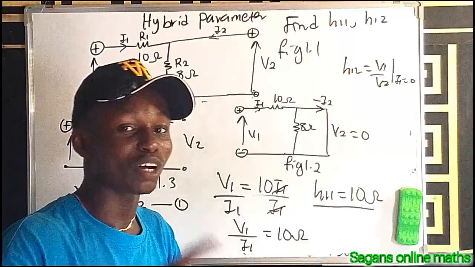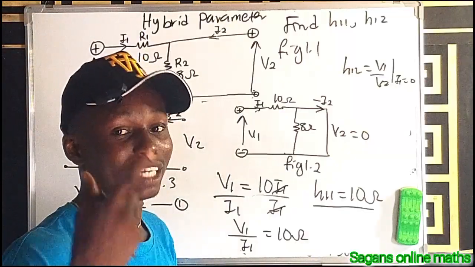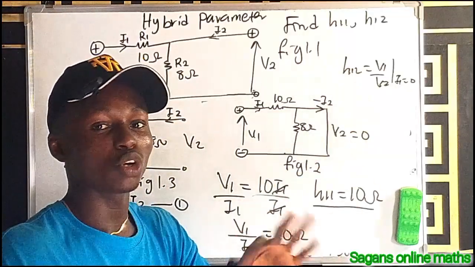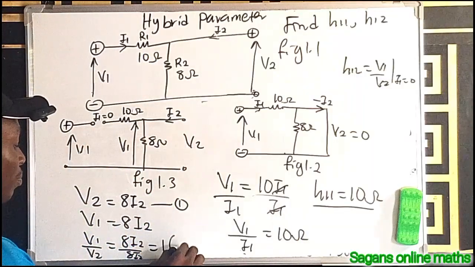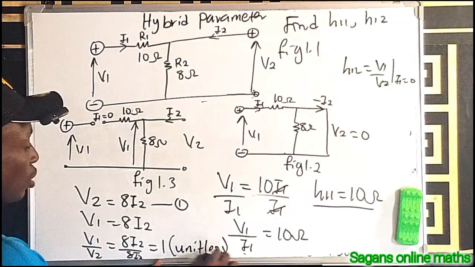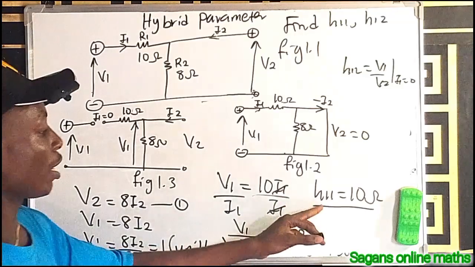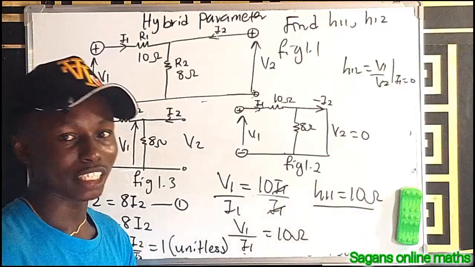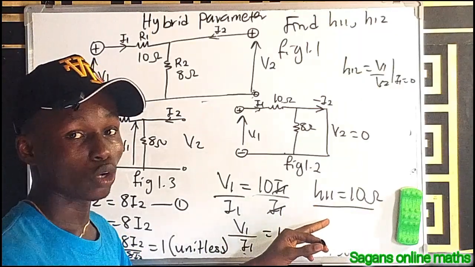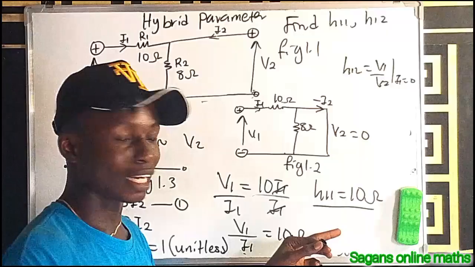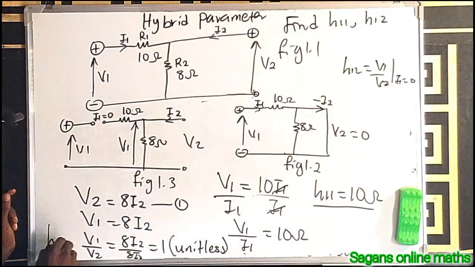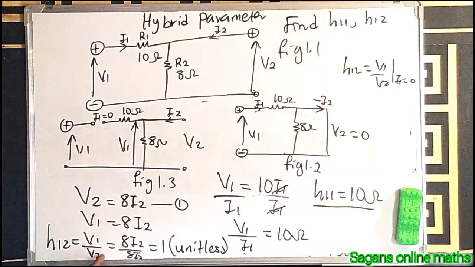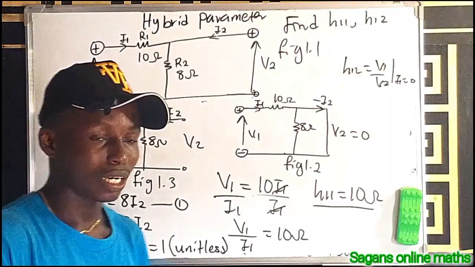Take note that this is unitless, it does not have any unit. Also note that current gain does not have any unit. Anything to do with gain doesn't have units. So the reverse voltage gain is dimensionless, you can write it as unitless. Our h₁₁ has a unit because it's in ohms, it's purely resistance. So the short circuit input impedance, our h₁₁, is equal to 10 ohms, and our h₁₂, the reverse voltage gain ratio, is equal to 1, and this is unitless. This is a beautiful solution to this particular question.